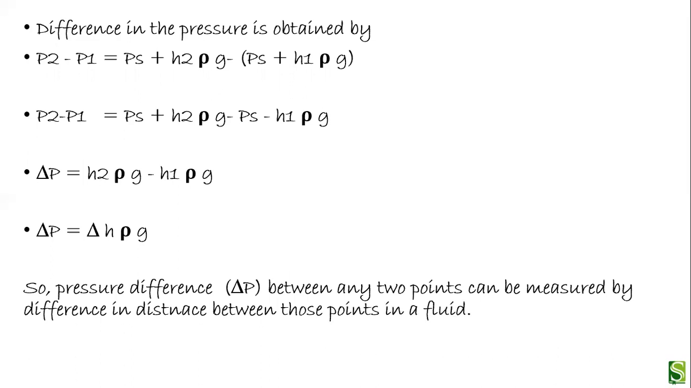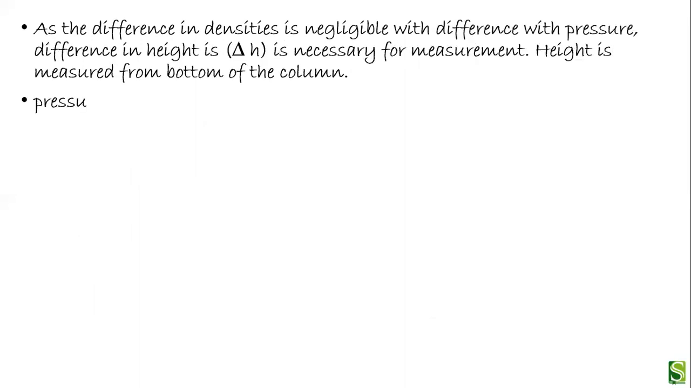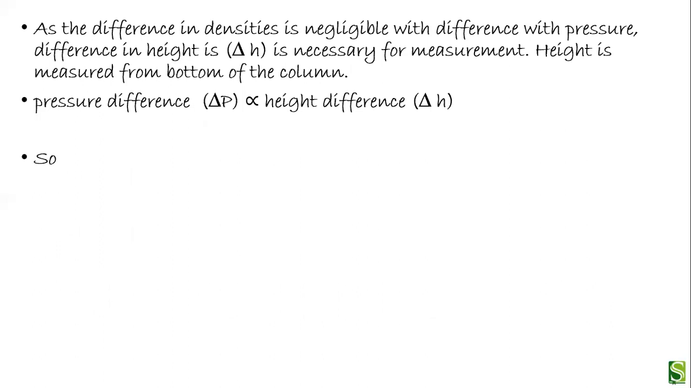in the height between those 2 points of the fluid. As the difference in densities is negligible compared with the difference in pressure, the difference in height is necessary for measurement. Height is measured from the bottom of the column, so we can say pressure difference is directly proportional to height difference. So pressure is expressed in terms of height.